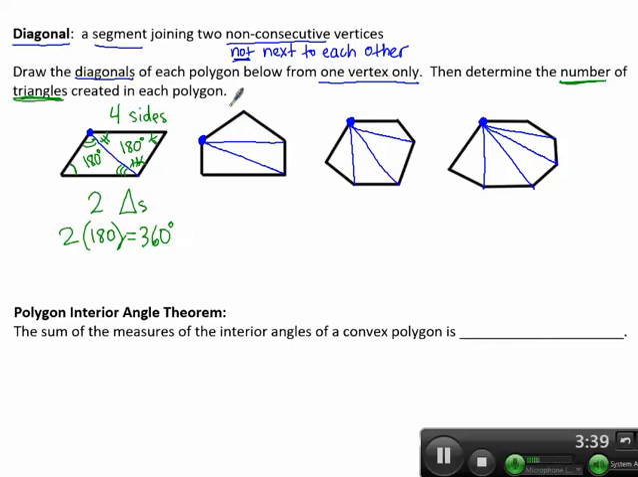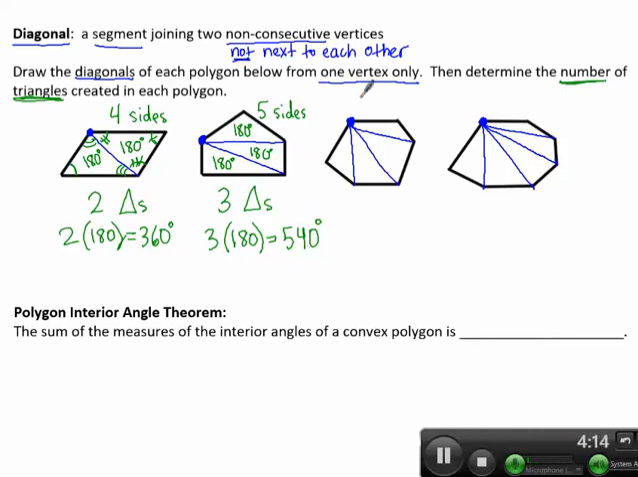How many triangles do I have in the pentagon, where I have 5 sides and 5 angles? Here's a triangle. Those angles will add up to 180 degrees. Here's another triangle, and here's a third triangle. This time I have 3 triangles. So if I want to find out how much the pentagon's interior angles add up to, that would be 3 times 180. That would be 540 degrees. The interior angles of the pentagon add up to 540 degrees.